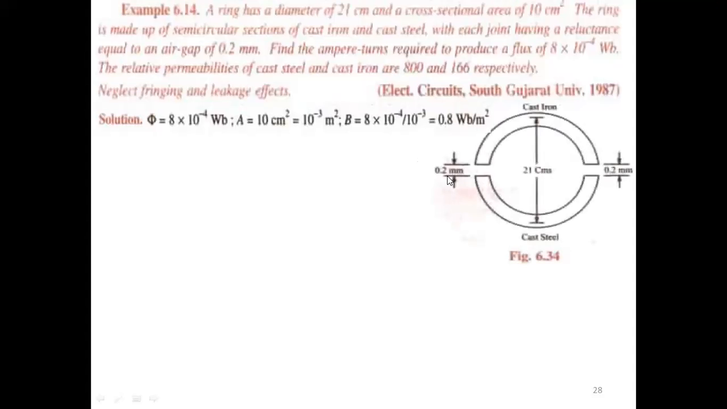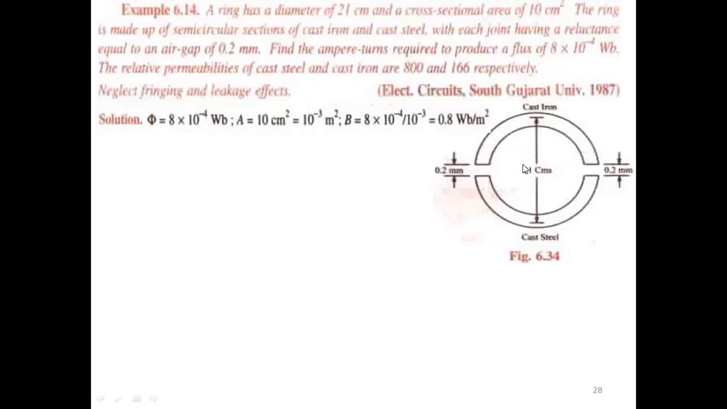So the flux density we have calculated from this. This is the diagram according to this problem. A ring has a diameter of 21 centimeter. This is the diameter of that ring, taken along the center line. We have not taken the outer ring. Why? Because the flux will flow in the center only, in the particular path in the center of the core.